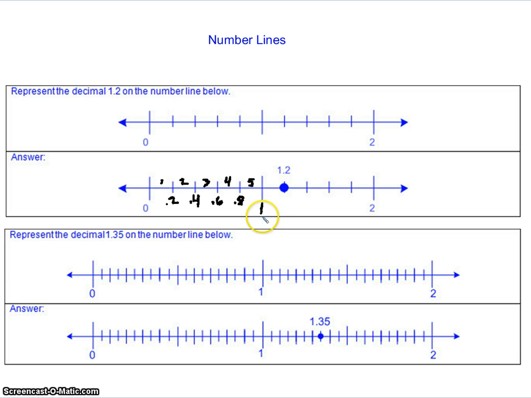Now, if we continued this pattern, we would know that beyond the 1, going to the next number 2, we would also count by 0.2s. So we'd have 1.2, 1.4, 1.6. Okay. Once we've labeled our number line, it becomes much simpler to see where the point 1.2 would fall. It would fall here at this location.